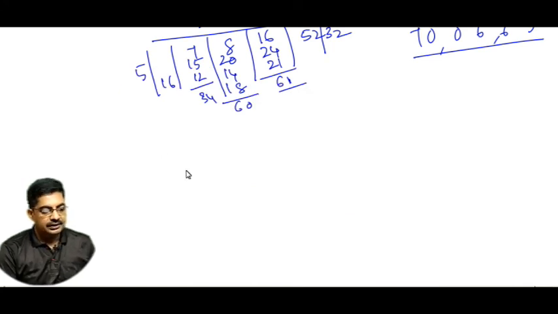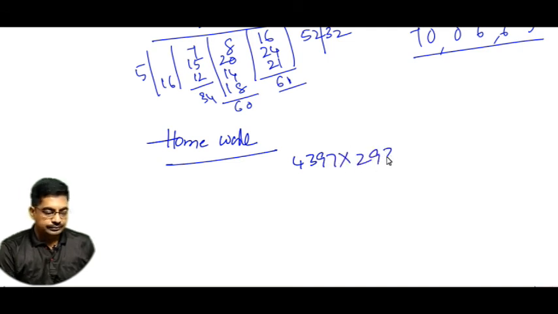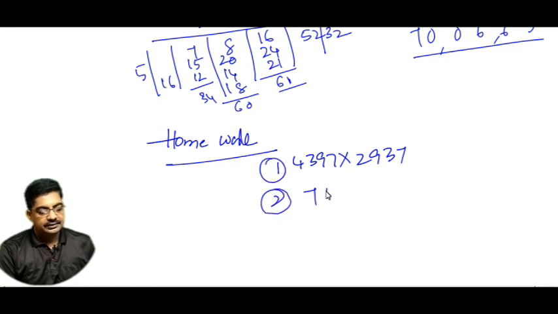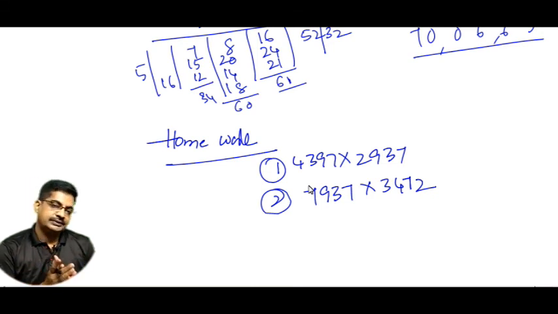For the sake of your understanding, just perform these two problems as a part of your homework. So 4,397 multiplied by 2,937, this is the one, and 7937 multiplied by 3472. Just perform these two multiplications, then you will get a clear idea about how this sutra will work on multiplying this kind of numbers.